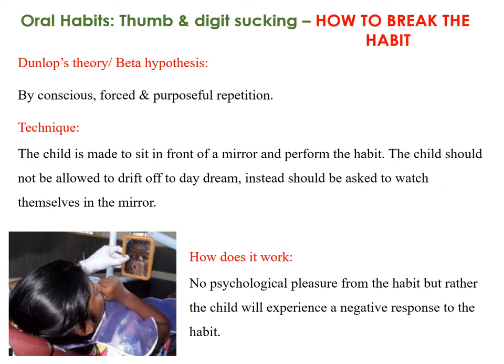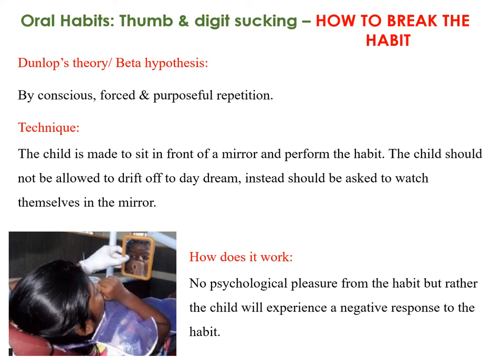So once you've found that the habit exists, how do you break the habit? There is a hypothesis which says it can be broken by a conscious, forced, and purposeful repetition of undoing the habit. That is, you have to consciously tell the child not to perform the habit. You have to force the child not to perform the habit, and also you have to purposefully repeat the same instructions on and off so that the child will have an aversion to the habit he or she is performing.